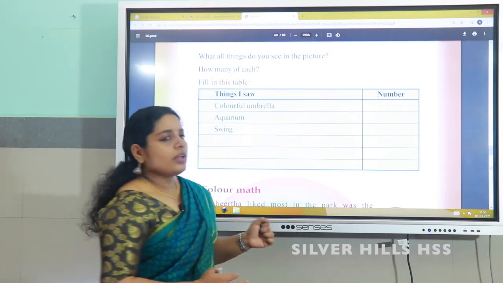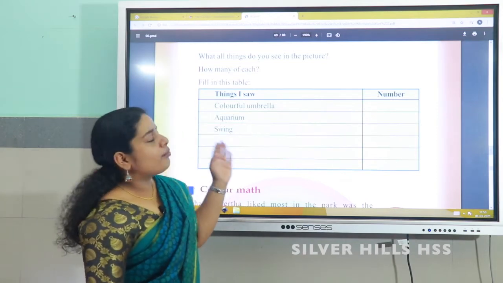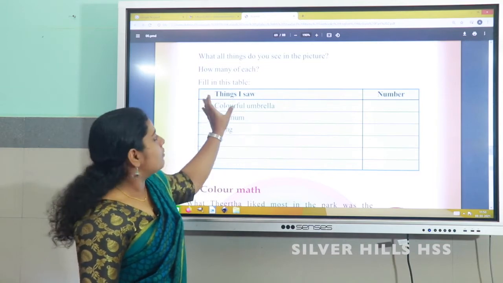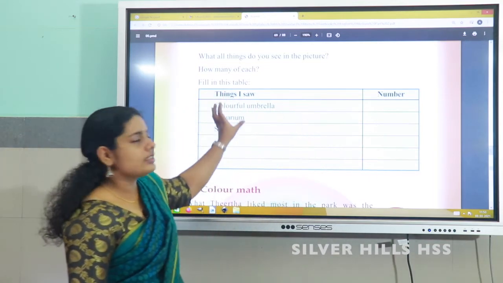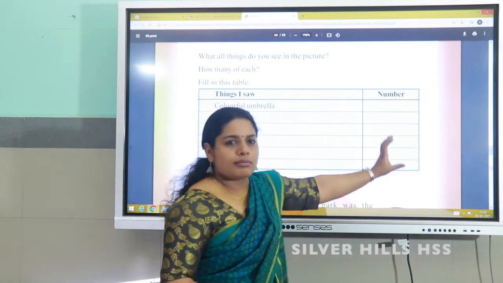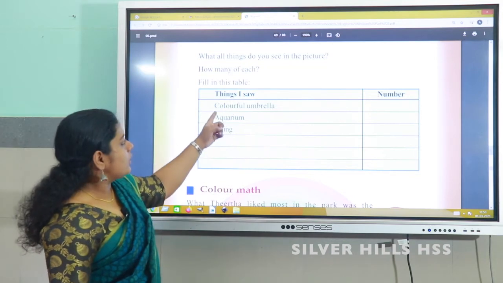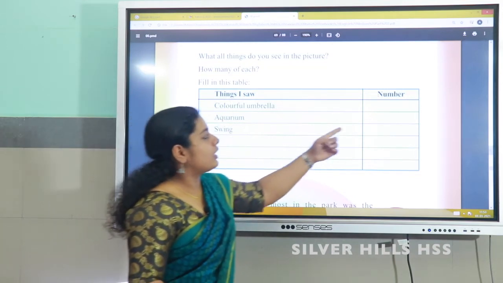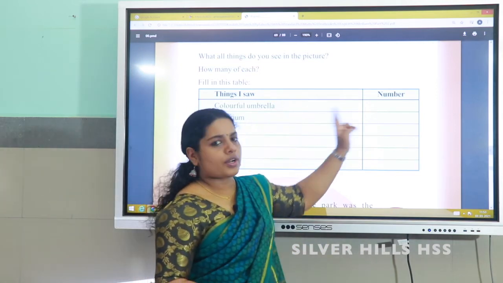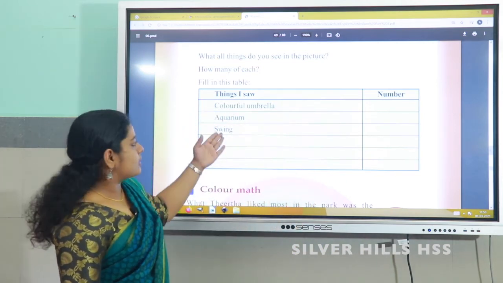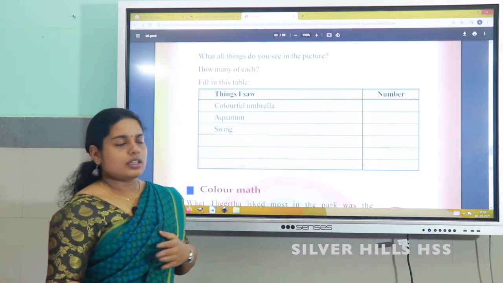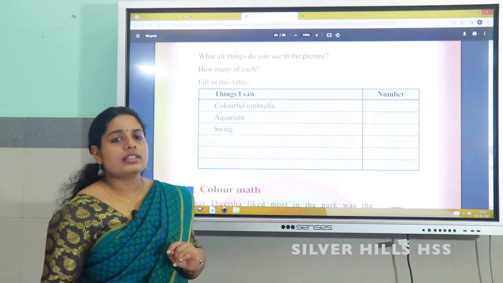If you are asked to find the number of things in the picture, what will we do? We will just make a table and we will have two columns. One is the things in the park, or the things the students saw, and the other is the number of each thing. We have a colorful umbrella in the picture and you have to write how many umbrellas are there. Aquarium we have, you have to write the number of aquariums here, etc. And extra things that you see in the park you can write here, and the number of such things in the park you have to write in the other column. This is how we tabulate.